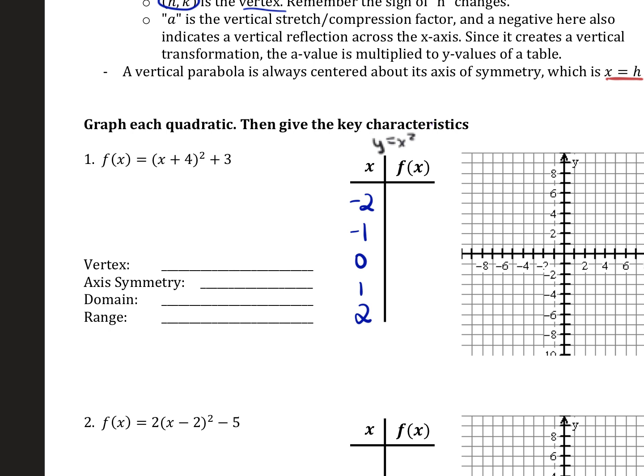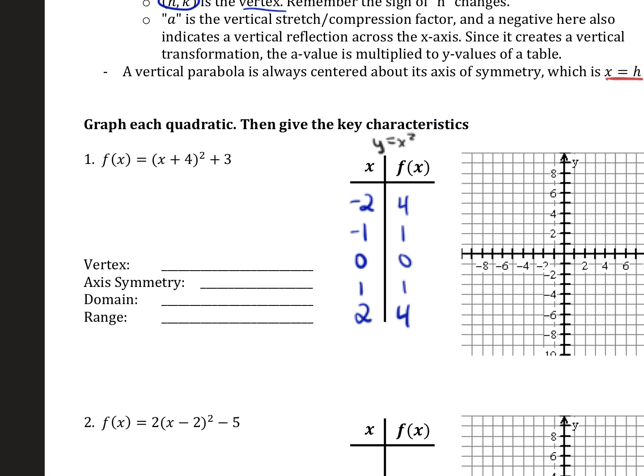So square those x values. What do you get? What's 0 squared? 0. 1 squared is 1. 2 squared? 4. Sorry, -1 squared? +1. Remember, negative times negative makes a positive. When you square a negative, it turns positive. And -2 squared is 4. Okay, so those are our parent function values.